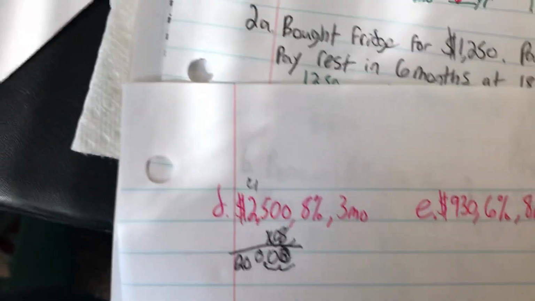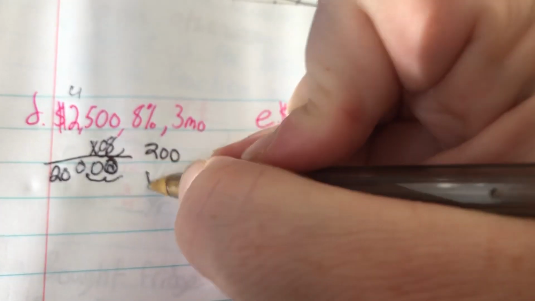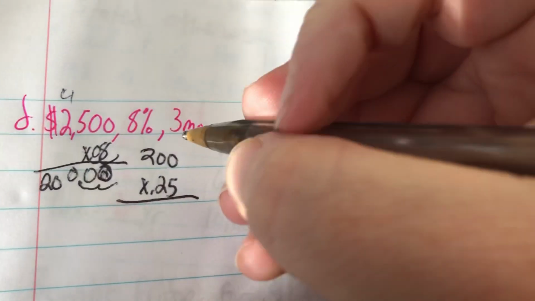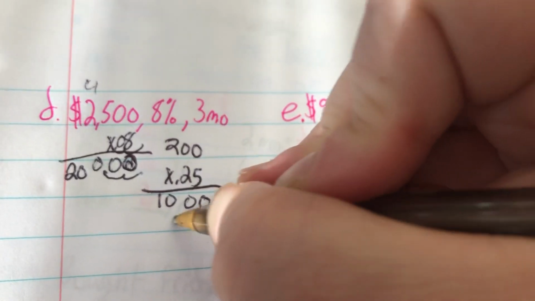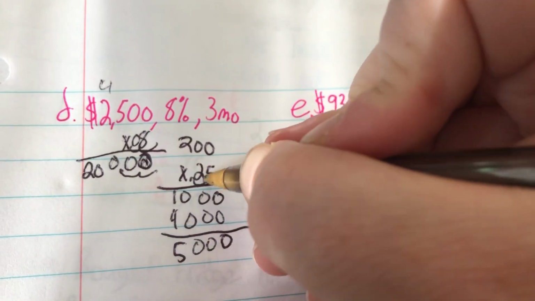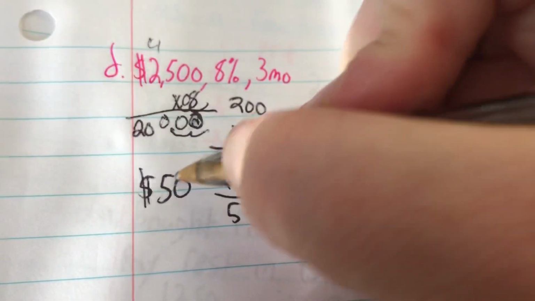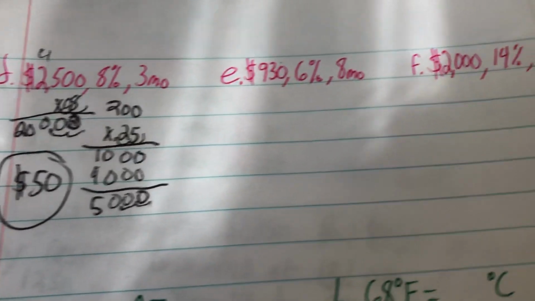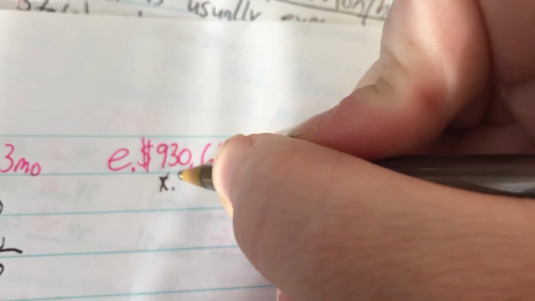If we go back, remember that we are looking for 3 months, so 3 months is 1/4 of a year. So we're 200 times 1/4, which is 0.25. 5 times 2 is 10. 2 times 2 is 4. So the amount of interest they would have to pay would be $50. Okay, E, 930 times 6%, so times 0.06.